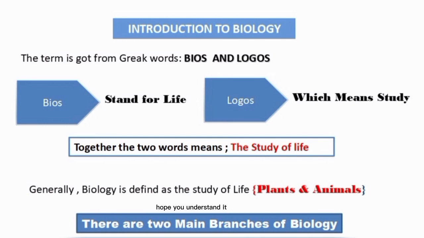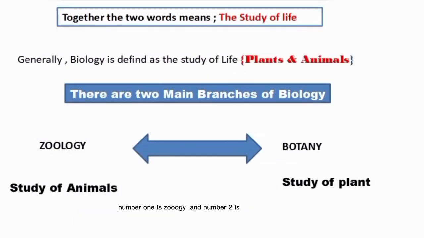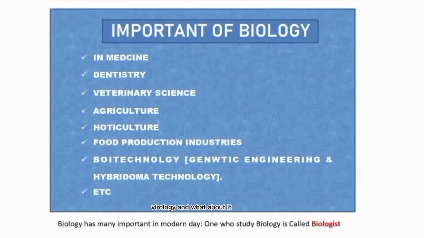Hope you understand this. There are two main branches of biology. Number one is zoology, and number two is botany. Zoology is under animals; it is the study of animals. Someone who studies animals, their classification and function, we can call a zoologist. And botany is under plants; that is the study of plants. There are a lot of different branches of biology, like mycology, psychology, and so on.